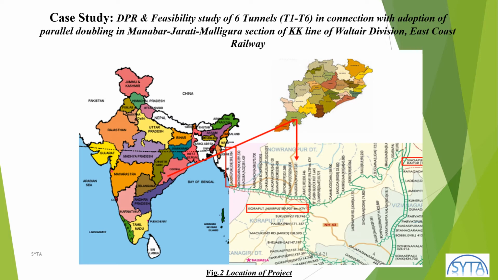And this section is of the KK line of Voltaire Division, East Coast Railway, that majorly covers the eastern states of India. So the total stretch of this project lies from Jharti to Maligoda, with a total length of around 2 kilometers, and we have 6 tunnels lying in this region. Among the 6 tunnels, T2 and T3 are proposed to be constructed by the cut and cover methodology, and I will tell you in the later half why we are considering T2 and T3 for this cut and cover methodology.